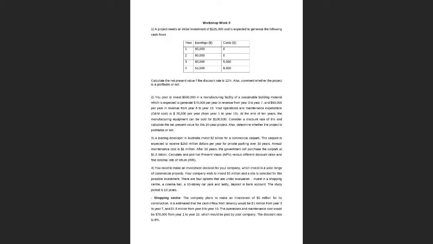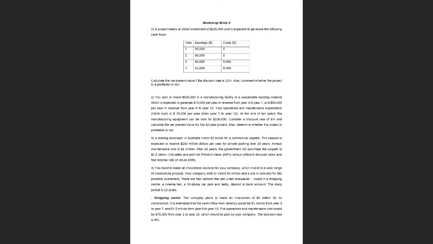A leading developer in Australia invests 2 billion for a commercial car park. This is our initial investment. The car park is expected to receive $250 million per year for private parking over 30 years. So we have our positive revenue generated over a period of 30 years, which is $250 million per year. Annual maintenance cost is 1 million. This is our negative cash flow.